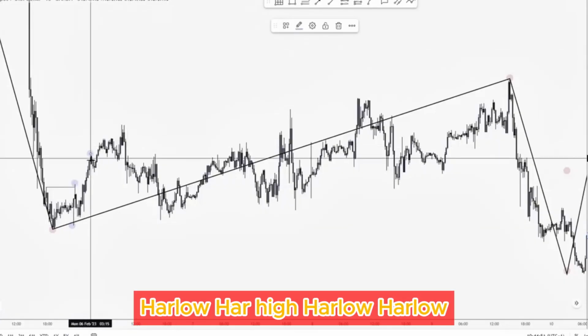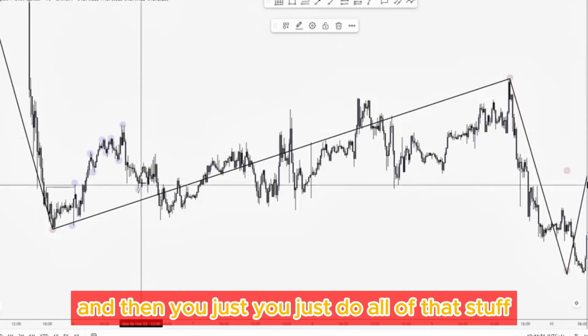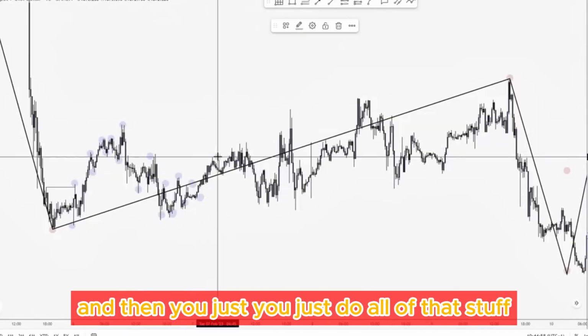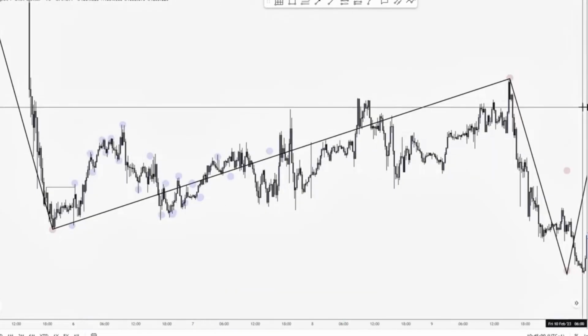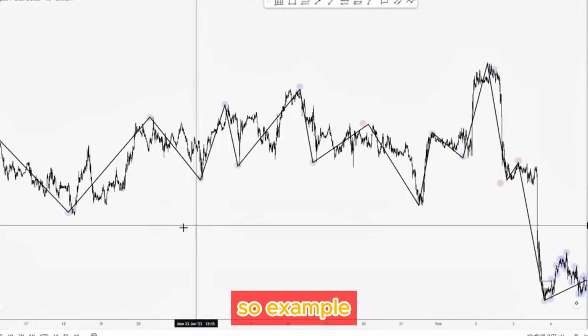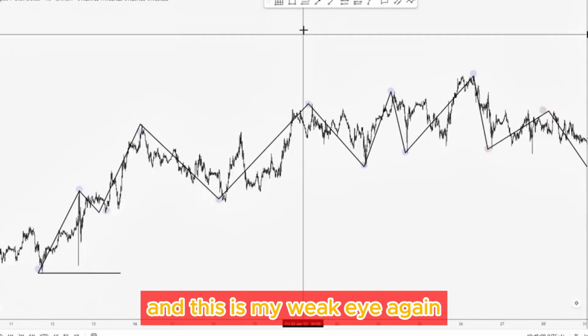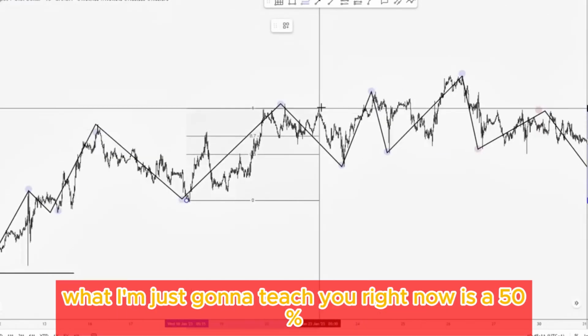High, low, high, low, high, low, high. So here we broke up, down, and then you just do all of that stuff. But again, you also have to be aware of where we are on the 4H. For example, here, if this is my strong low and this is my weak high, what I'm just going to teach you right now is the 50%.